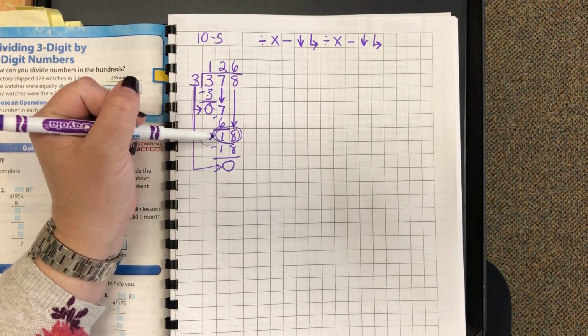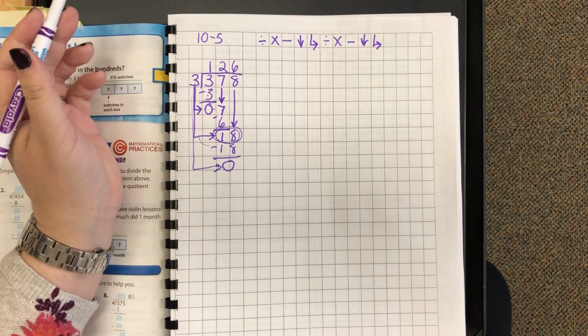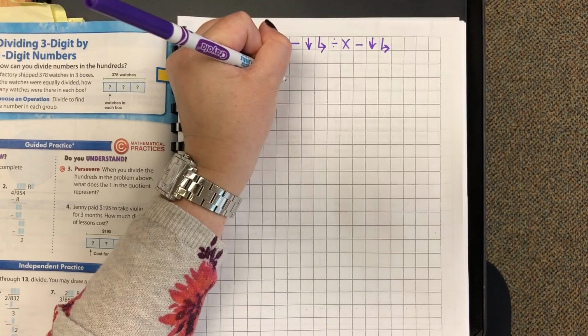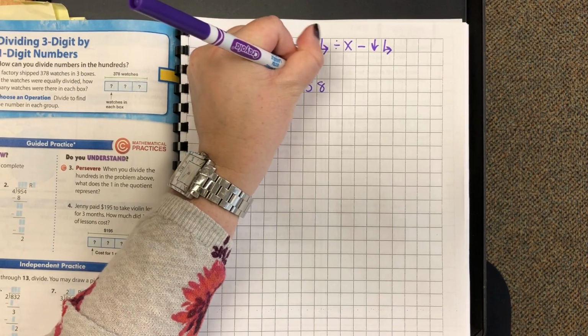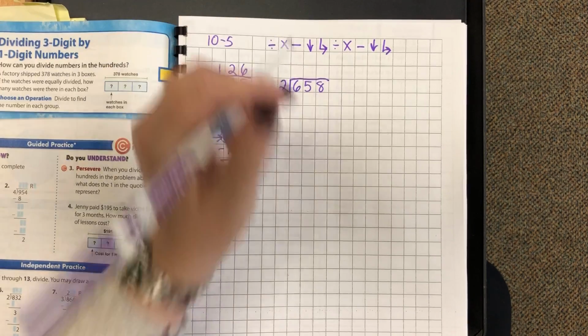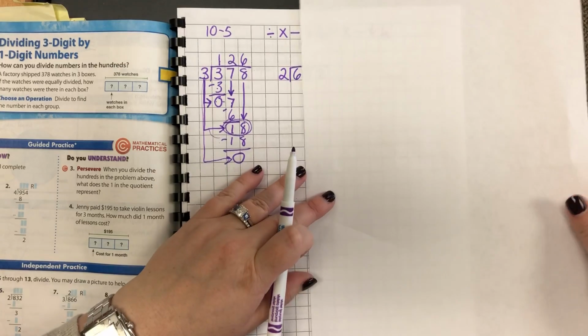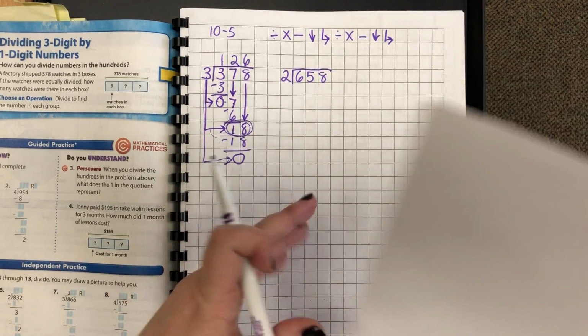It's okay if we forget. The more we practice, the better we get. So let's try another one. 658 divided by 2. If it helps you, you can cover it. I'm going to do this one uncovered so you can just see the process.